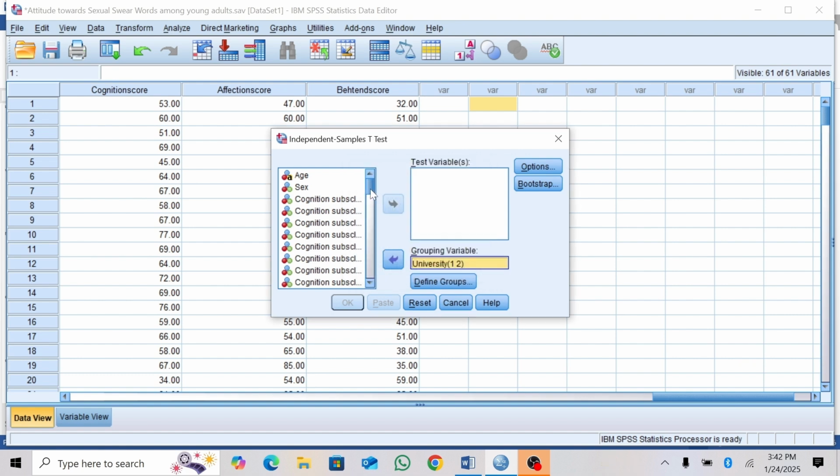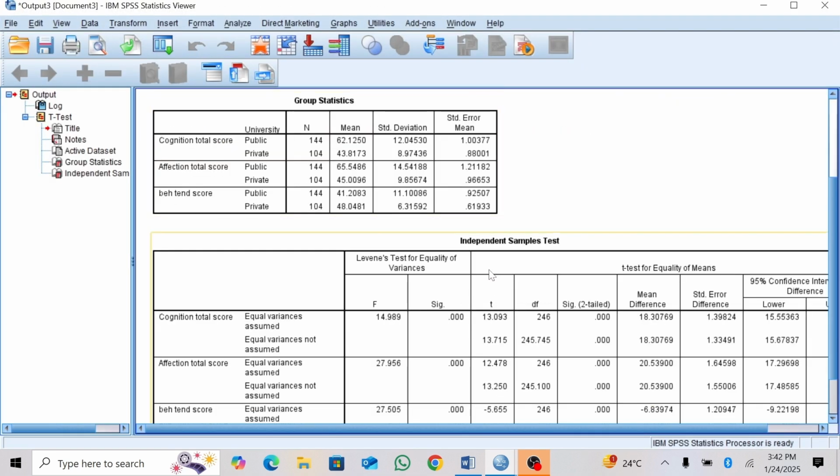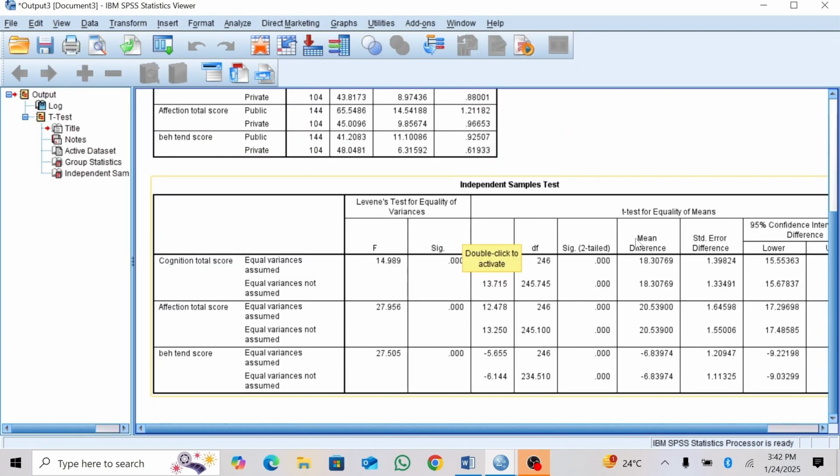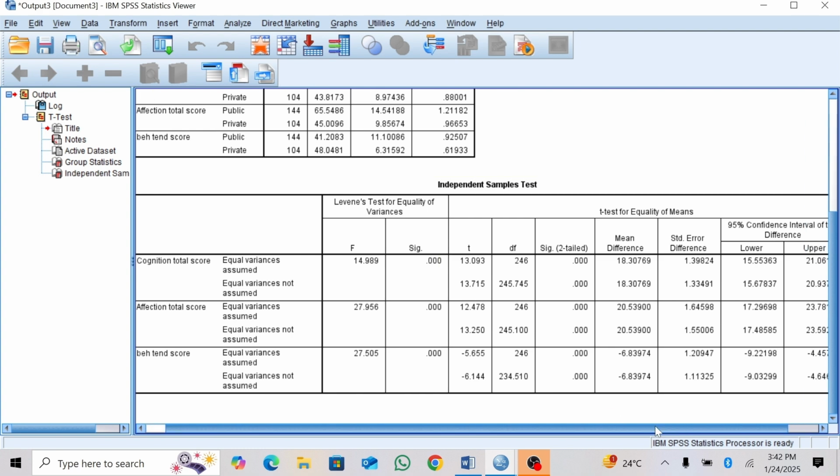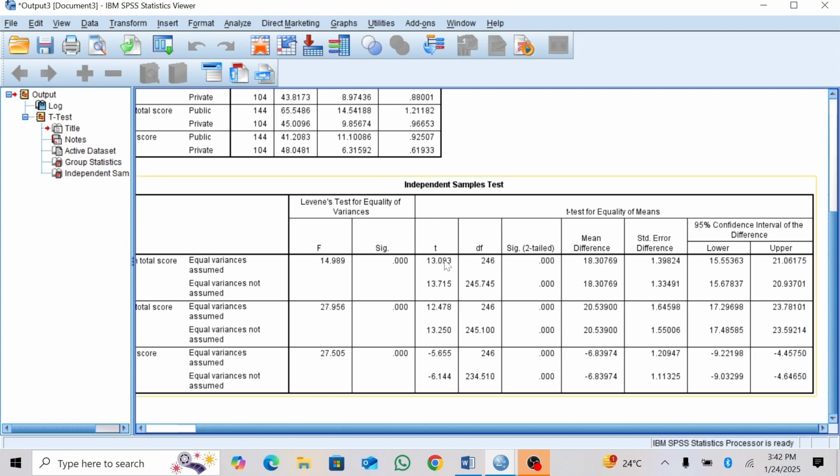Okay, now I have to input the dependent variables. Here are the three dependent variables: cognition, affection, and behavior tendency. Okay, now just click on OK. Okay, you can see here the SPSS result. There is a significant T and DF and significant two-tail.